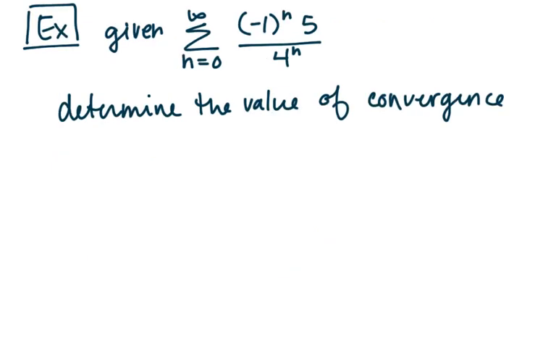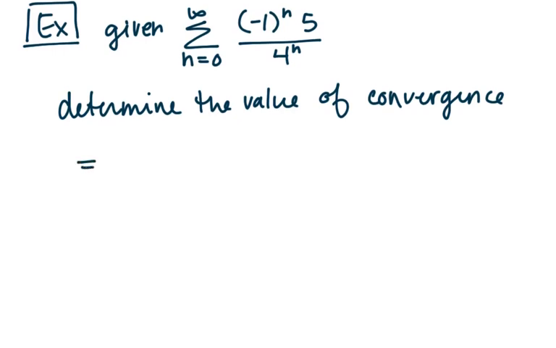So here we have a series, the sum from n equals 0 to infinity of -1 raised to the nth power times 5 divided by 4 to the nth. And one thing we do when trying to figure out information about these series is write out a few of the first terms. So if I plug in 0 for n, I get 5. Plugging in 1 for n, I get -5/4. Plugging in 2 for n, I get +5/16.